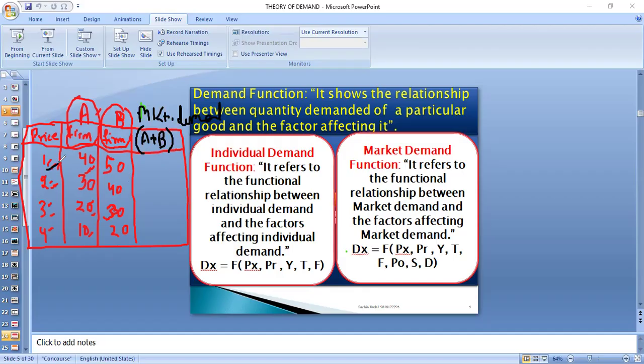Okay, now at rupees 1, the total market demand is 90. At 2, the total market demand is 70, 30 plus 40, right? 40 plus 50. Then 20 plus 30 is 50 demand at rupees 3. And at 4, 10 plus 20, 30 is the market demand. So market demand basically refers to the sum of demand done by all the firms. अब यहाँ we are taking example of two firms, but in real life it can be 3, 4, 5, 6, 10 firms. So market demand basically refers to the sum of demand done by all the firms situated in the market in a given period of time at various levels of prices.